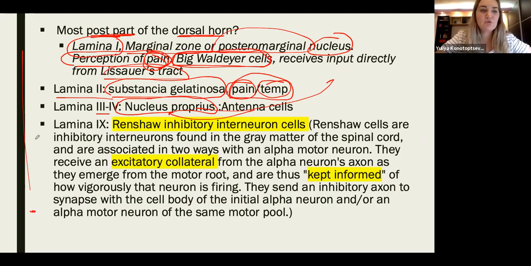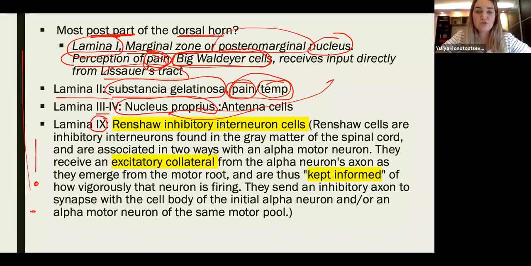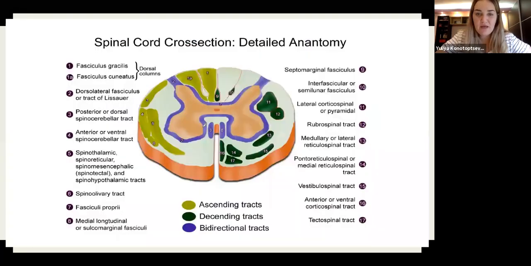And that brings us to the last lamina, which is very important, highly tested in the neuroanatomy practical and in the neurohisto exam itself. Lamina number 9 contains very interesting interneurons. These interneurons are called Renshaw inhibitory interneurons. So to talk about them, let's go to this picture.